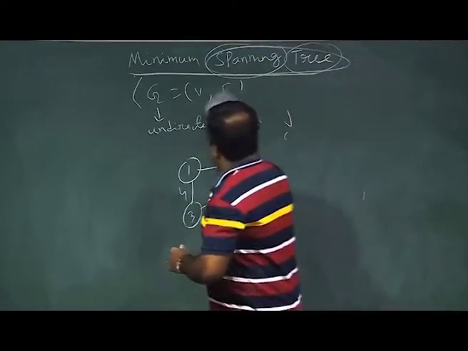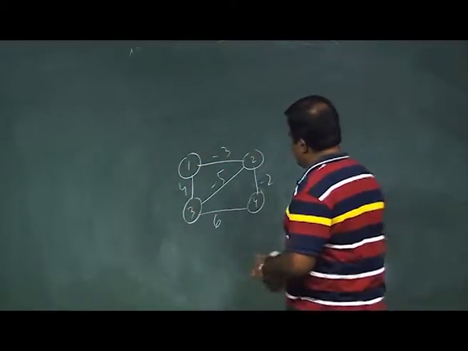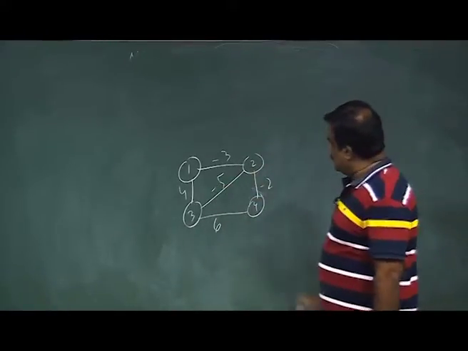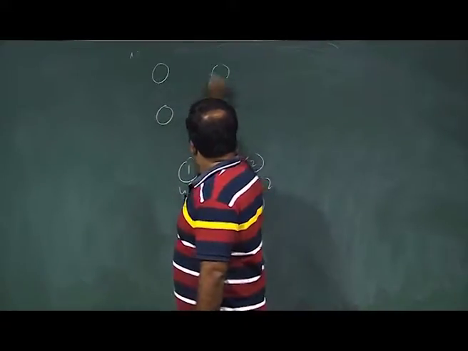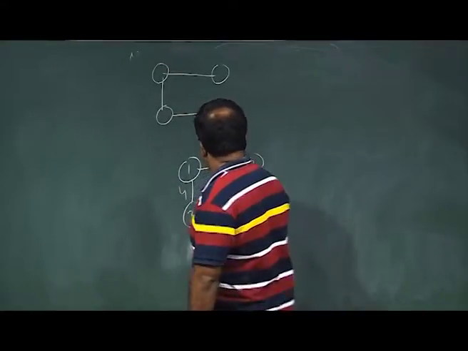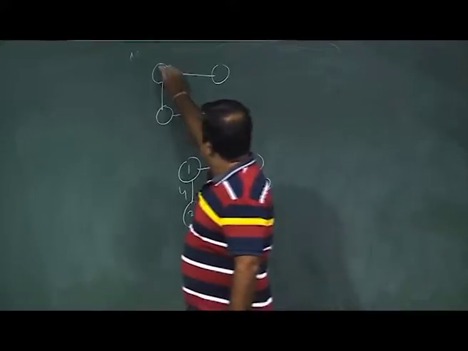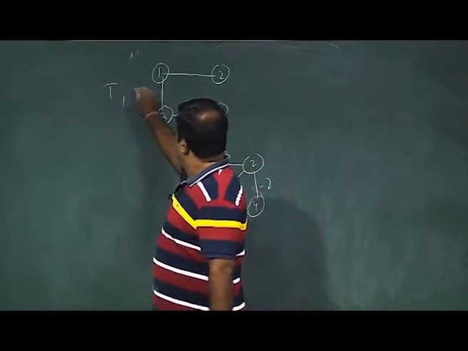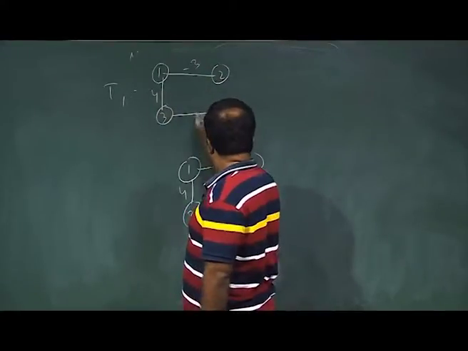So if this is the input, what spanning trees can we have from this graph? We can have a tree like this. A tree should not contain any cycle, so we can have this one, then this one, then this one. This is also covering all the vertices and there is no cycle. So 1, 2, 3, 4. This is a tree T1, with weights -3, 4, 6.